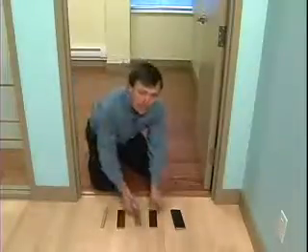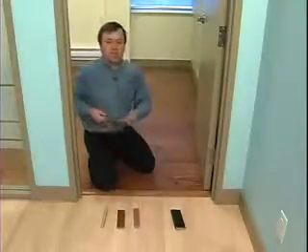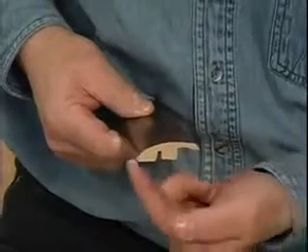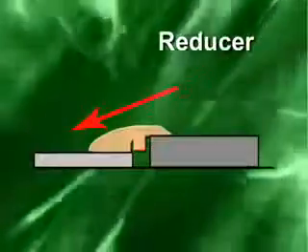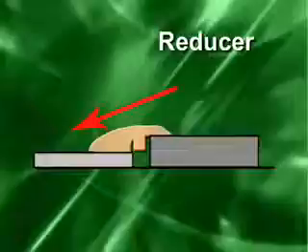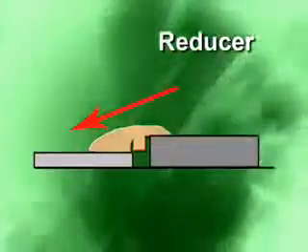The fourth option that we have for a molding is the transition molding, which we used in this particular installation here, where you're going to end the flooring in one room and you want to transition down to a lower level.